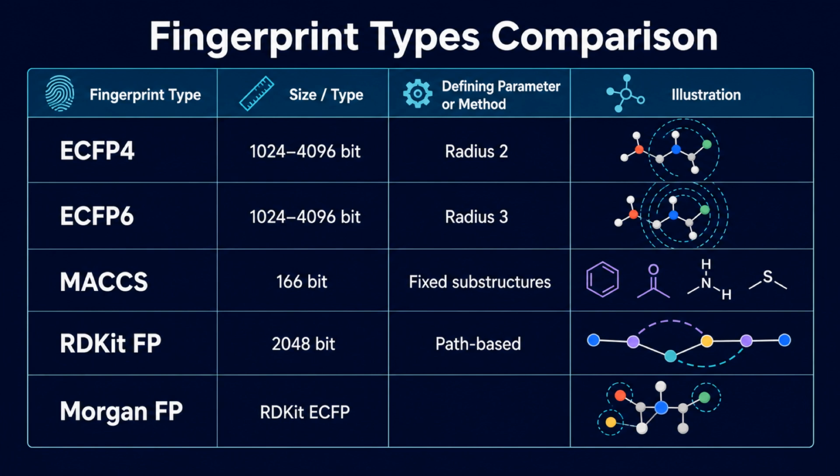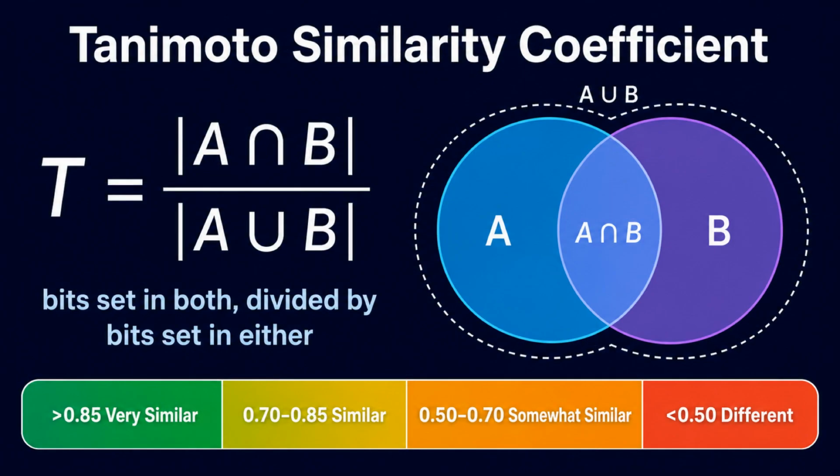The Tanimoto coefficient measures similarity between fingerprints, ranging from 0 for completely different to 1 for identical molecules. It is calculated as the intersection divided by the union of 2 bit vectors. Practical thresholds are: very high values mean same compound class, high values mean similar with possible similar activity, moderate values are somewhat similar, and low values mean different molecules. This is essential for virtual screening and compound clustering.